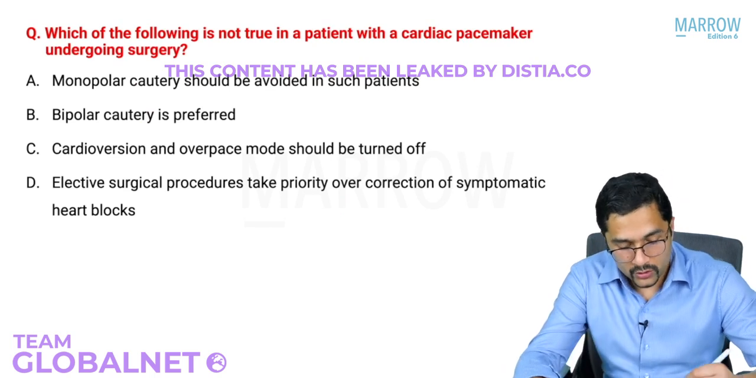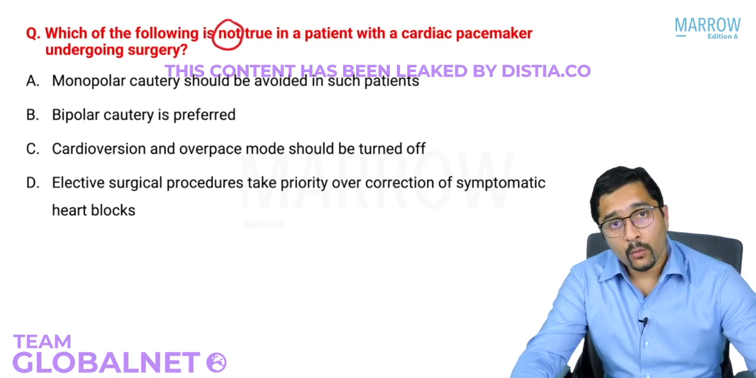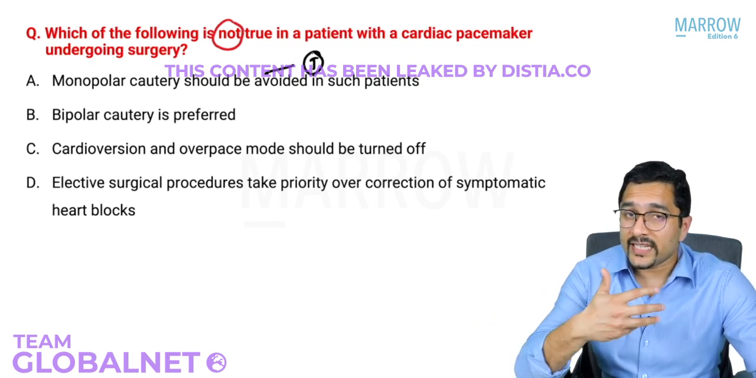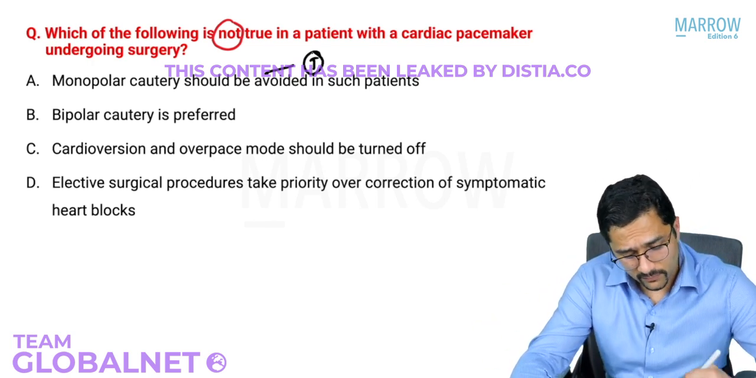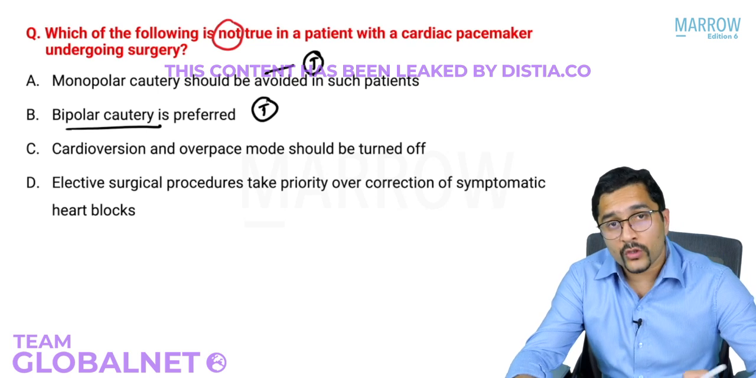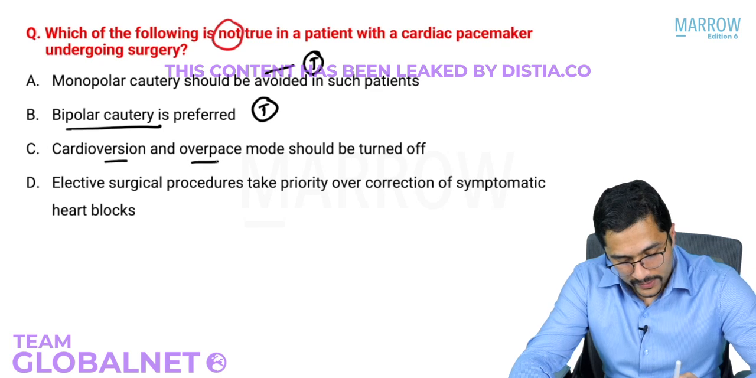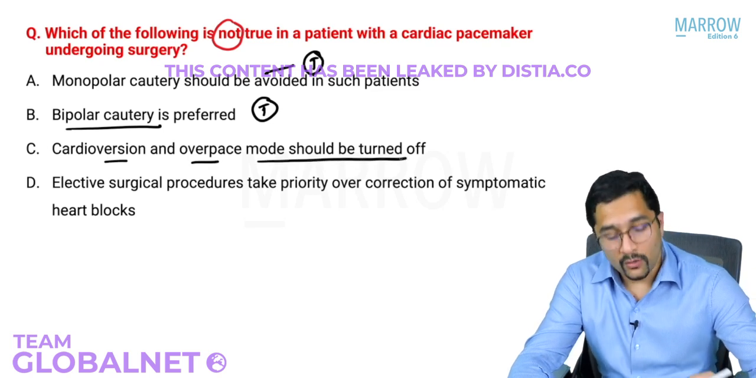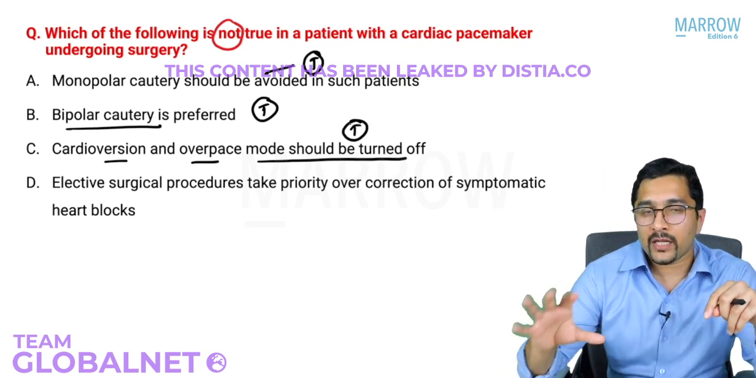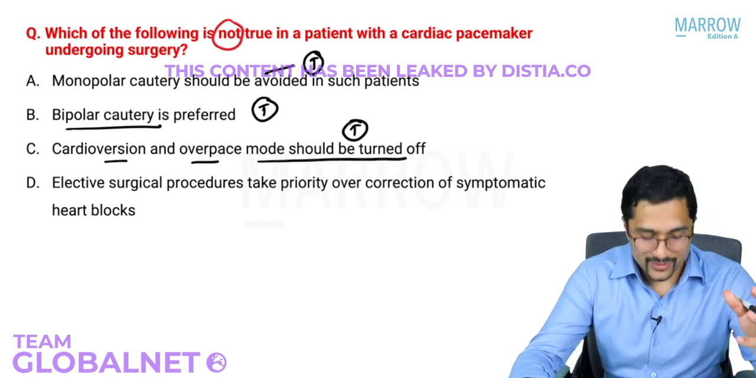Which of the following is not true in a patient with a cardiac pacemaker undergoing surgery? Monopolar cautery should be avoided in such patients. This is true. This we've discussed because it can interfere with conduction. Bipolar cautery is preferred. This is also true. I've told you because it will not interfere with cardiac conduction. Cardioversion and overpace modes should be turned off. This is true. I told you otherwise constant shocking of the heart will keep on happening. So you can change the mode of the pacemaker and then one can use a monopolar cautery as well.